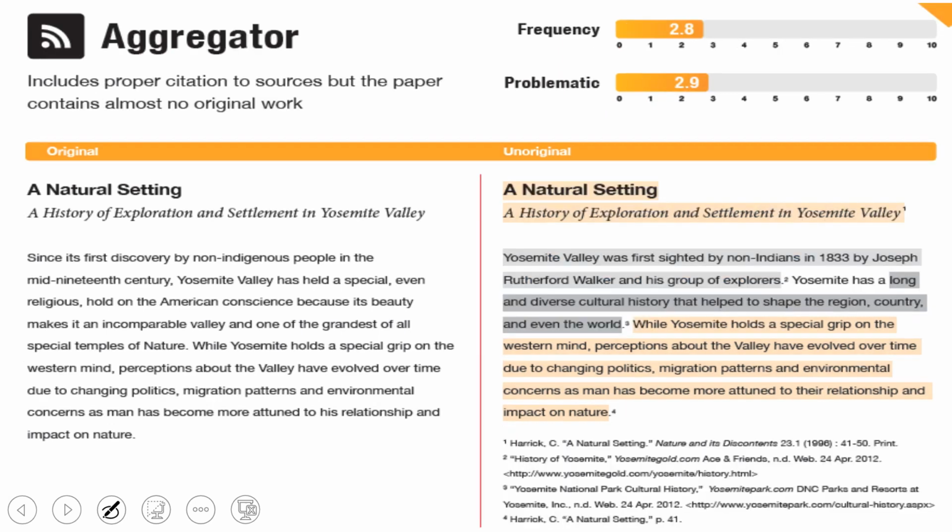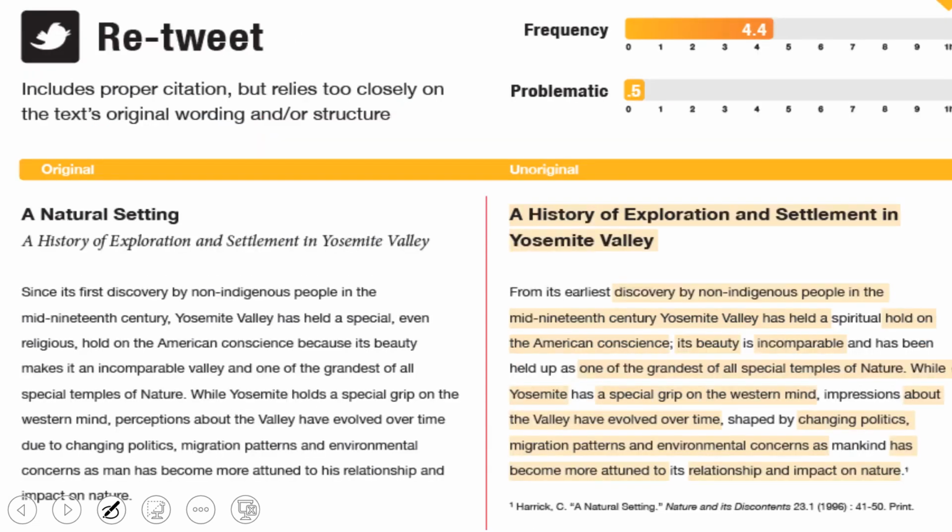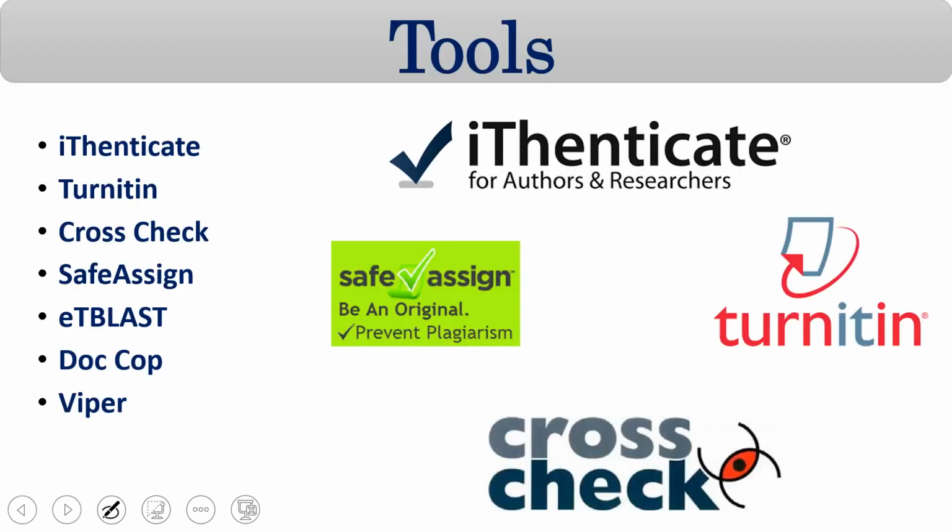Then aggregator, it includes proper citation to the source, but the paper contains almost no original work. So it gives citations, but it does not have any kind of original work. This is called aggregator. Here also it is copied, but no original work. Then retweet, it includes the proper citation, but relies too closely on the original text, wording, and structure. So almost the same thing has been retweeted, copied. Its frequency is 4.4 and it is problematic 0.5. So these are the 10 different types of plagiarism.